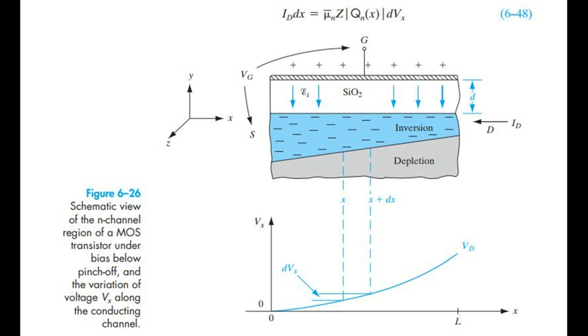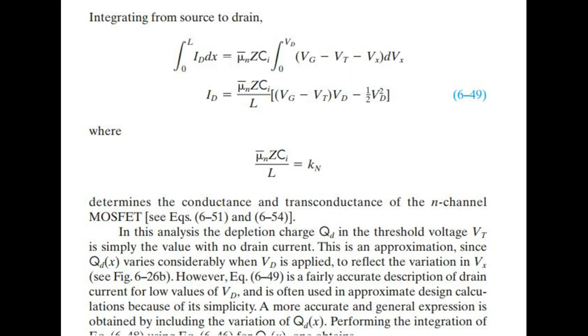At point x we have Figure 626. Schematic view of the N-channel region of a metal oxide semiconductor transistor under bias below pinch-off, and the variation of voltage along the conducting channel. Integrating from source to drain, we get the expression that determines the conductance and transconductance of the N-channel MOSFET.